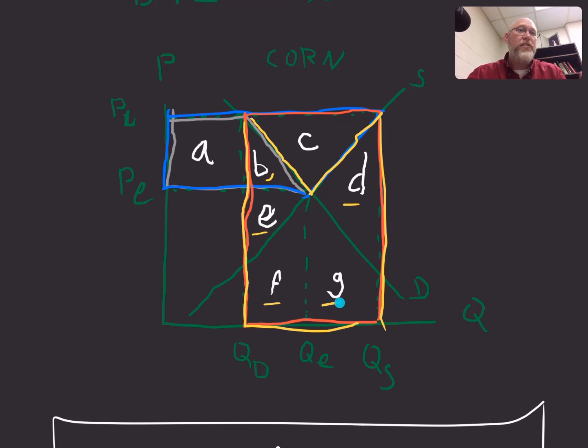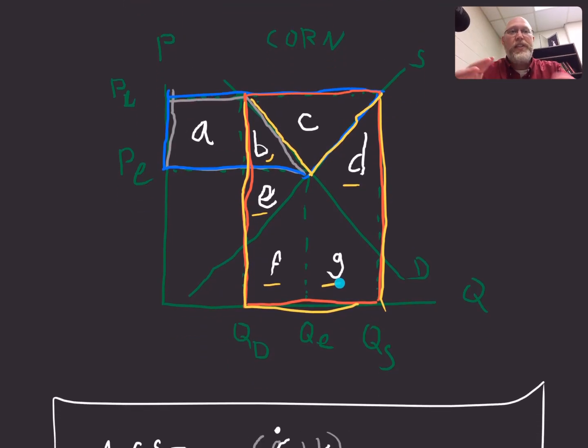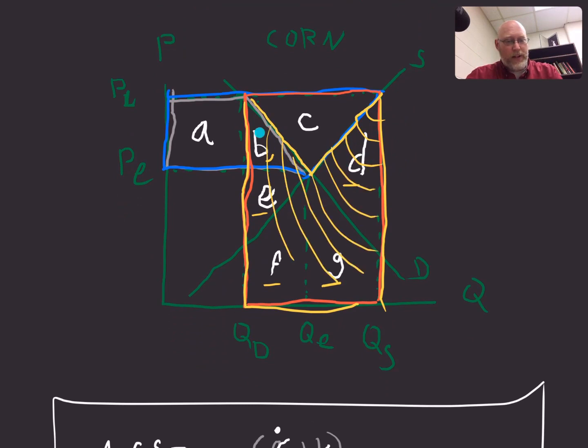And of course, C is not a part of that formula because the taxpayers paid for C, but the producers gained C. So the deadweight loss in this case is this odd-looking thing that I've drawn here in yellow. Let me go over it again here so it's easier for you to see. This whole area here is our deadweight loss.